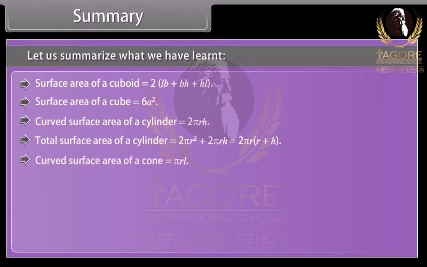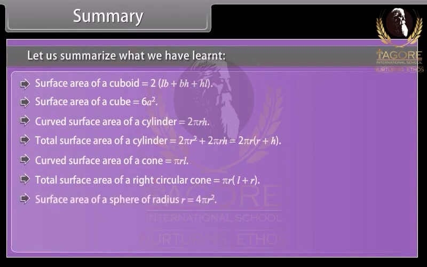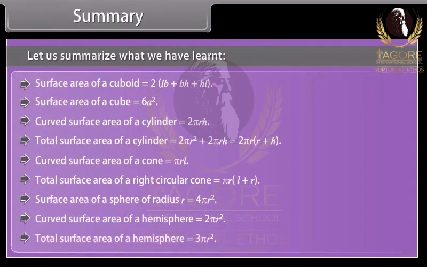Curved surface area of a cone is equal to pi r l. Total surface area of a right circular cone is equal to pi r into (L plus r). Surface area of a sphere of radius r is equal to 4 pi r square. Curved surface area of a hemisphere is equal to 2 pi r square. Total surface area of a hemisphere is equal to 3 pi r square.